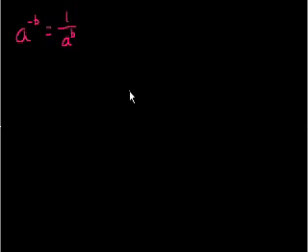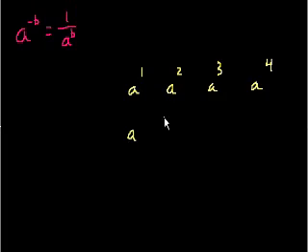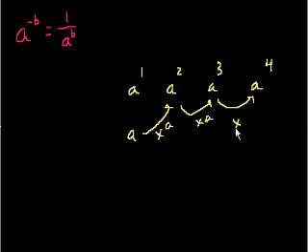So the positive exponents, so you have a to the 1, a squared, a cubed, a to the 4th. What's a to the 1? A to the 1 we said was a. And then to get to a squared, what did we do? We multiplied by a, right? A squared is just a times a. And then to get to a cubed, what did we do? We multiplied by a again. And then to get to a to the 4th, what did we do? We multiply by a again.